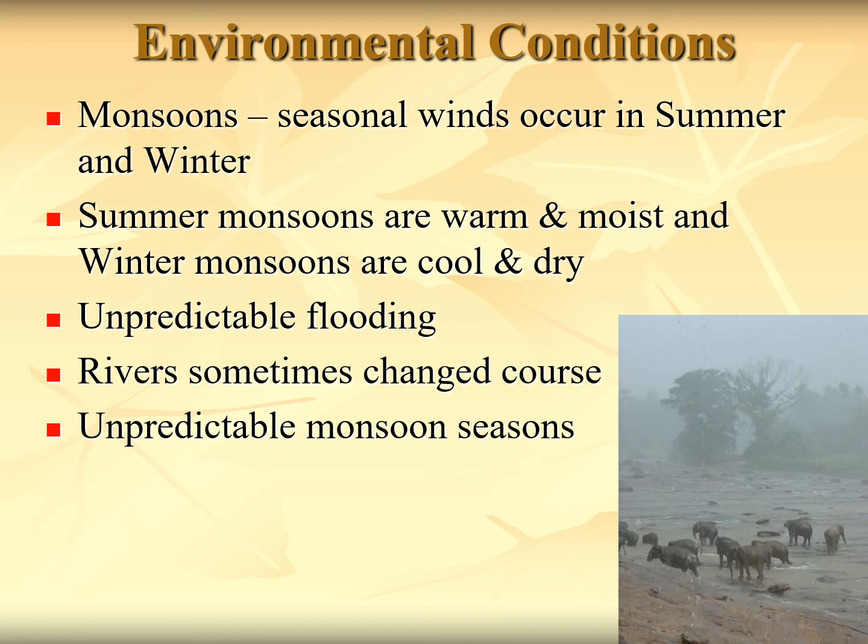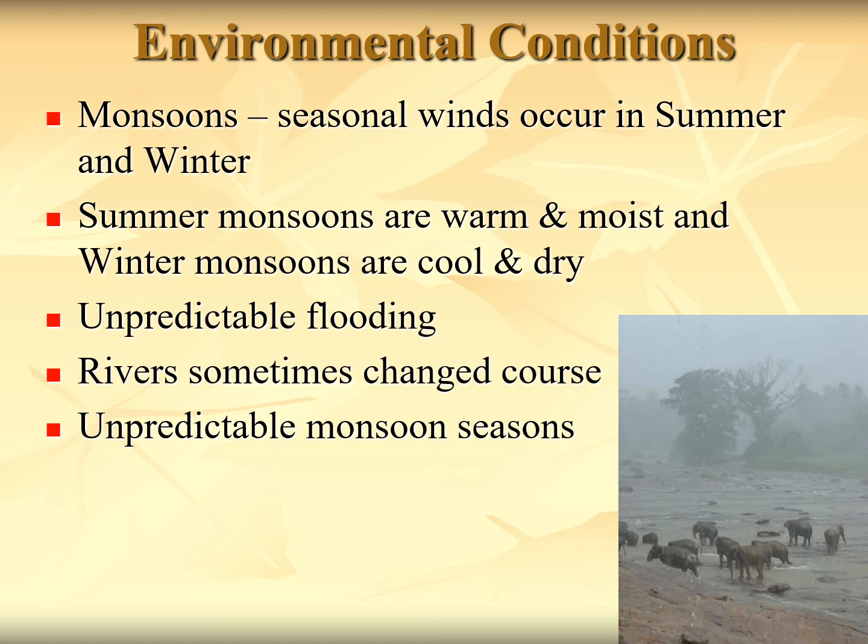So we have the monsoons that cause environmental conditions in the area. Monsoons are seasonal winds that occur in summer and winter. The summer monsoons are warm and moist, and the winter monsoons are cool and dry. So the problem with monsoons is you get unpredictable flooding, and the rivers sometimes change course because of the amount of rains that came. And the seasons are very unpredictable.